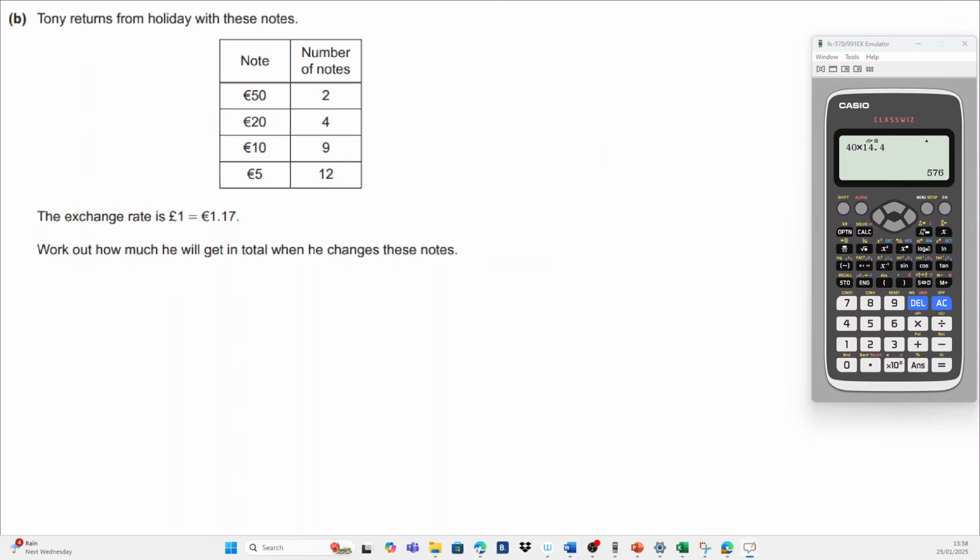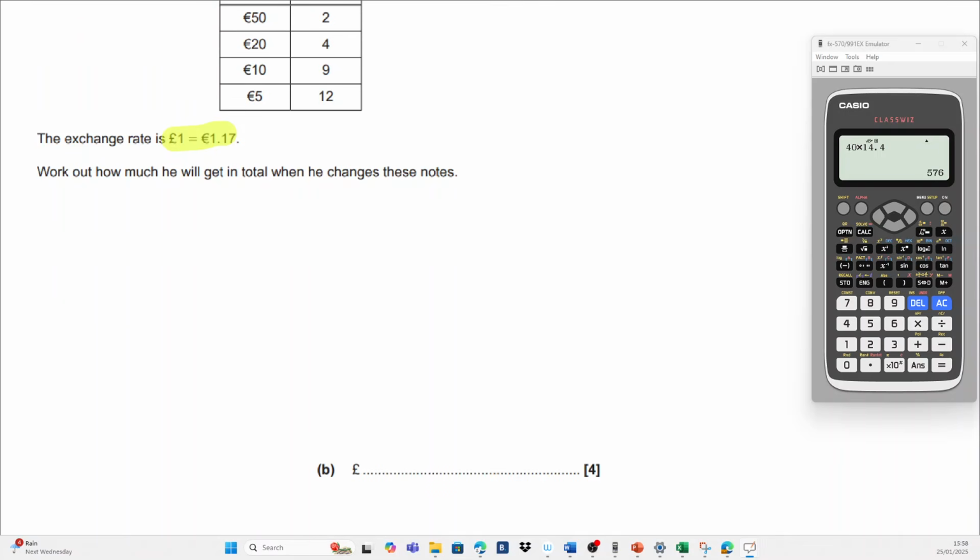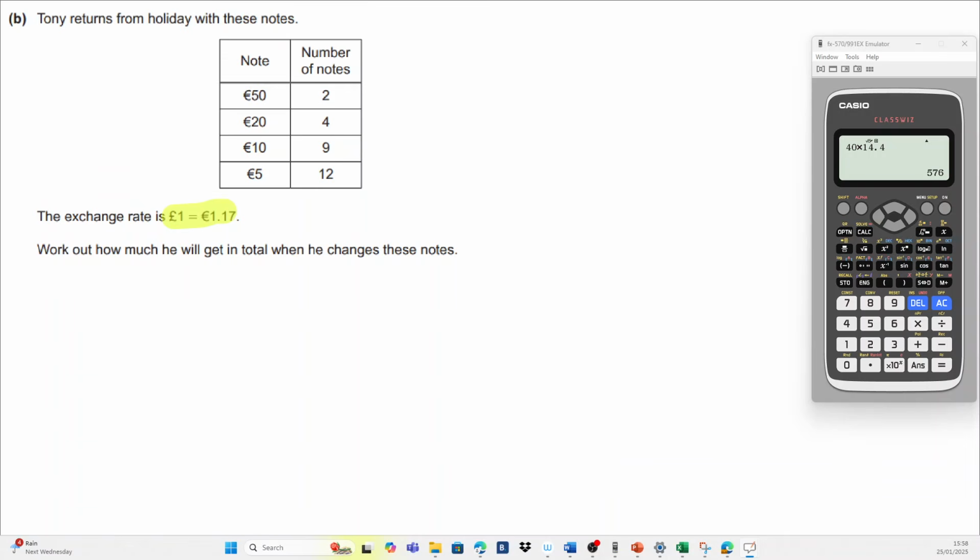B. Tony returns from holiday with these notes. So these notes in dollars, number of notes here. The exchange rate is this. Okay, nice. Work out how much he will get in total when he changes these notes. Well, first of all, you want to give the answer in pounds, as you can see. First of all, just work out how much money he's going to have in total in dollars from here.